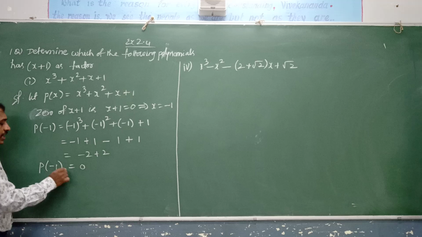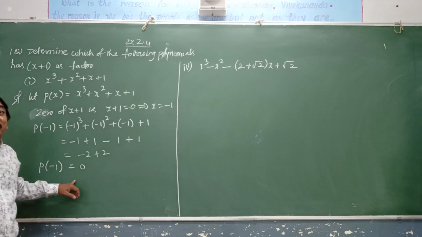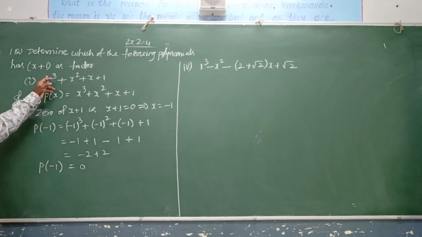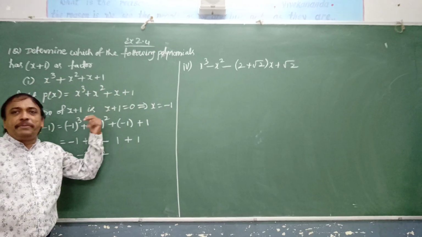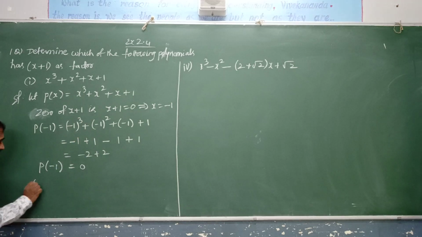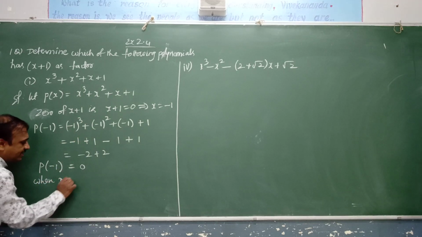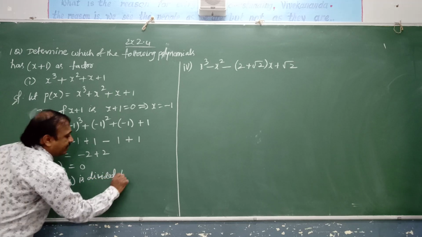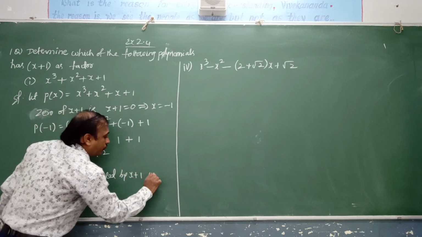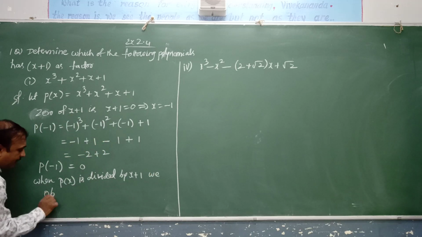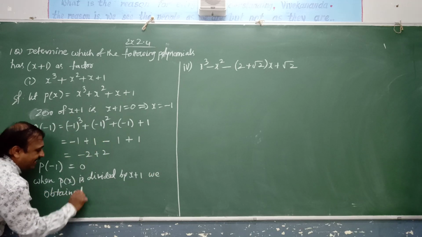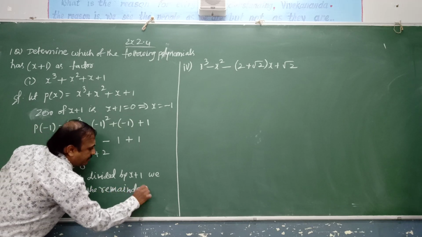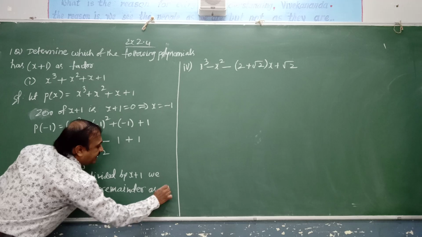P of minus 1 is equal to 0. We are obtaining the remainder as 0. Now what can you say if the remainder is 0? So then x plus 1 is a factor of p of x. So when p of x is divided by x plus 1, we obtain the remainder as 0.